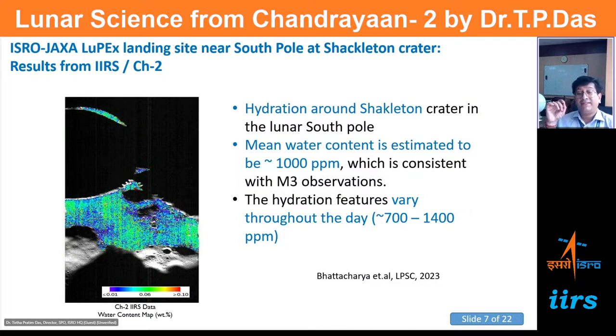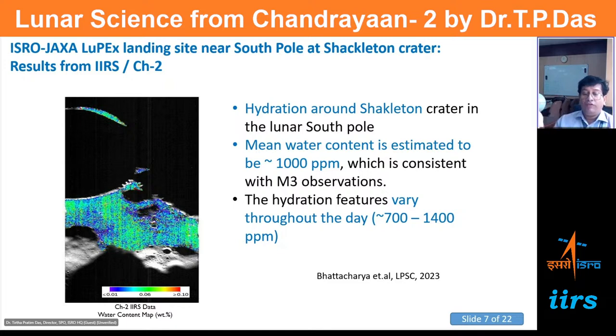So these IIRS data have successfully captured the presence of hydration at the lunar south pole of the proposed LUPEX landing site. And there was a detailed spectral analysis from this IIRS instrument, and there was a difference from the previous observation. While the Moon Mineralogy Mapper proposed that the water amount could be 1,000 parts per million, this IIRS told that there will be a diurnal variation also, and the variation could be anything between 700 ppm to 1400 ppm.